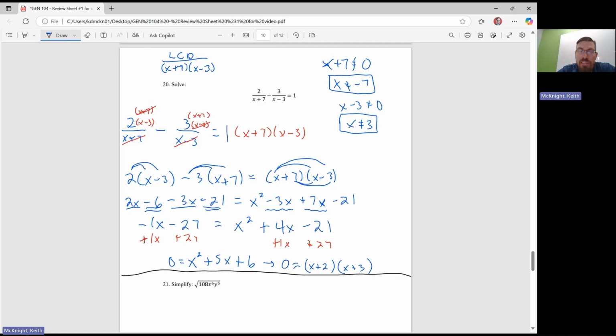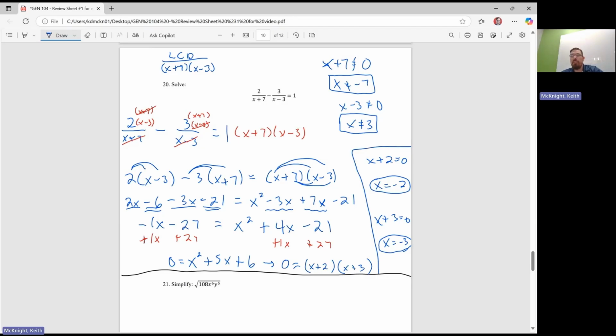Once we have this, kind of like what we did in the past question when solving by factoring, we're going to set each factor equal to 0 separately. So I'm going to do it off to the side here. So we're going to have x plus 2 is equal to 0. That's going to imply that x equals negative 2 is a solution. And then we're going to have x plus 3 is equal to 0. And that's going to imply that x equals negative 3 is the solution.